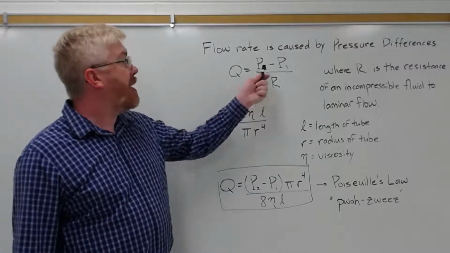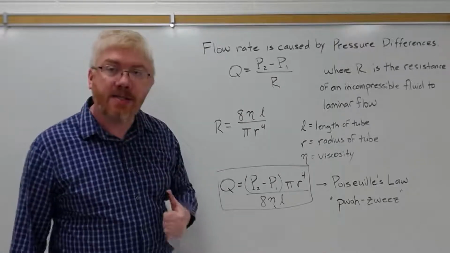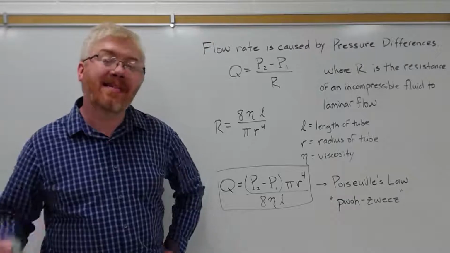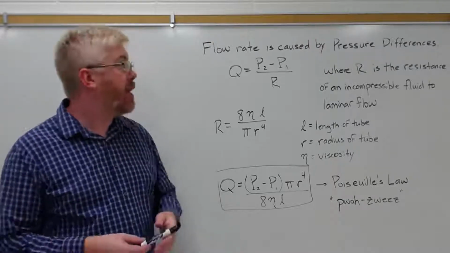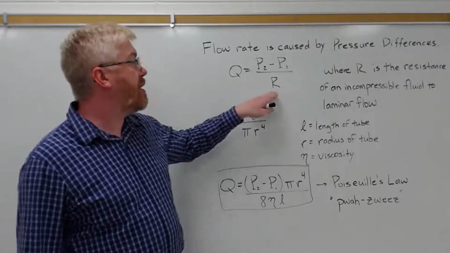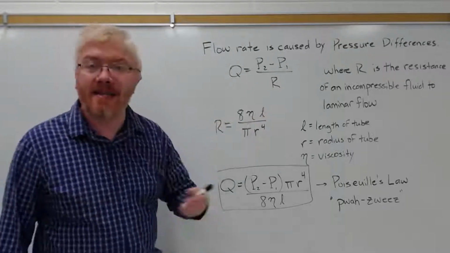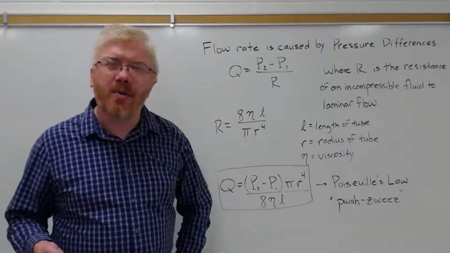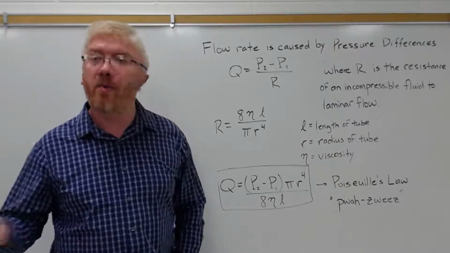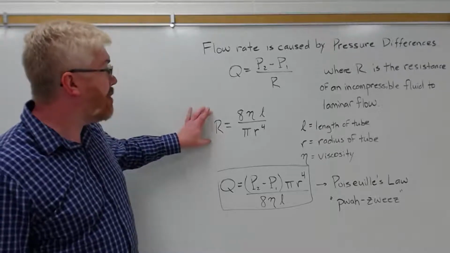But that flow rate isn't just due to pressure differences, it also has a resistance to that, depending on the tube that it's going through and the viscosity of the material. Right? So we want to look at the resistance R, where R is the resistance of an incompressible fluid to a laminar flow. Well, how do we figure out what the resistance is? Clearly it has something to do with viscosity, right? Because it's going to be harder to push syrup through a hose than water. And we have here a relationship for that resistance.